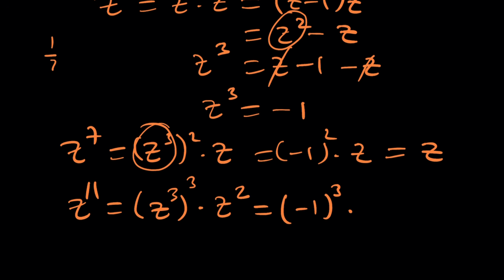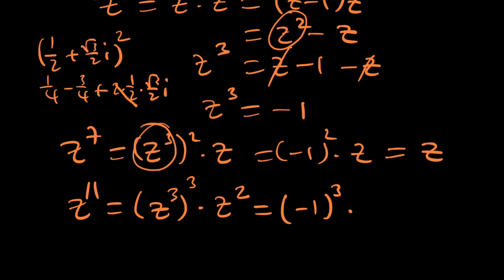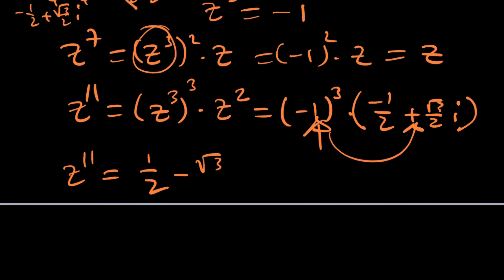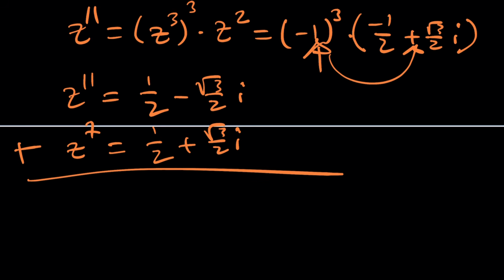Well, if z is this, then I can easily square it, can't I? If you square the first number, you get 1/4, and then 3/4, and then 2 times 1/2 times root 3 over 2i. These two cancel out. We end up with negative 1/2 plus root 3 over 2i. That will be z to the 11th power. But this is negative 1, so we're going to have to negate this. Z to the 11th is going to be then 1/2 minus root 3 over 2i. Z to the 7th is the same as z, 1/2 plus root 3 over 2i. Add them up and you will get 1 again.